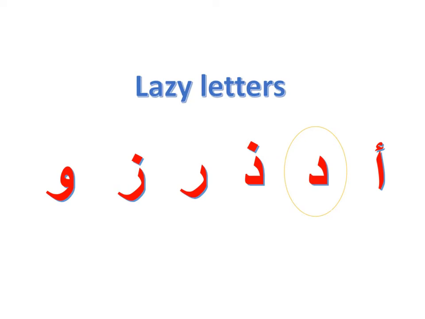Welcome to the second video of learning how to read and write Arabic. In this video, we are going to start with the easiest letter in the group of the lazy letters. It's the letter D. And as we said earlier, the lazy letters are the letters that don't join from the left side, they only join from the right side. And they don't change their shape at all at the beginning, middle, and end of a word.